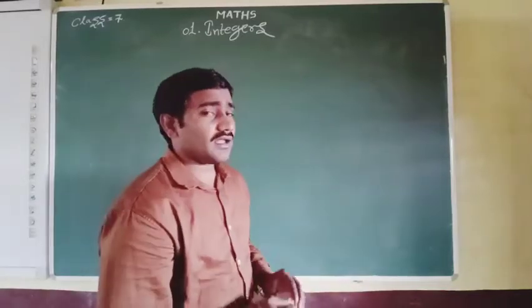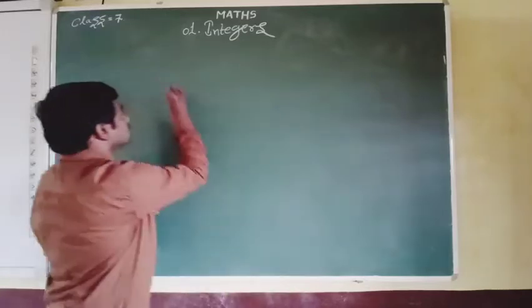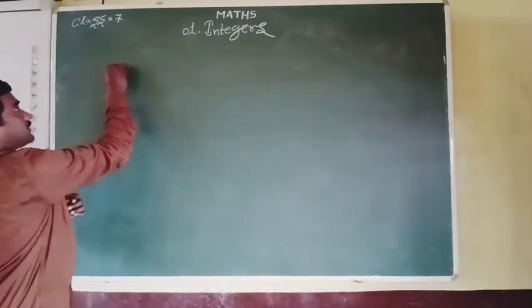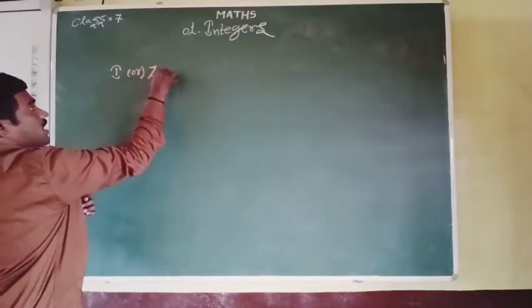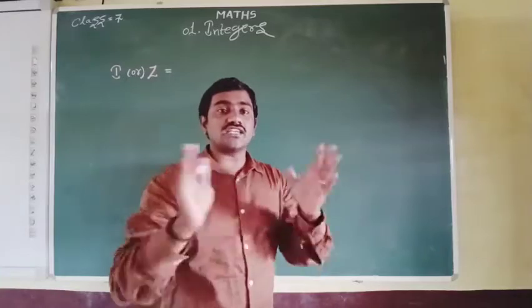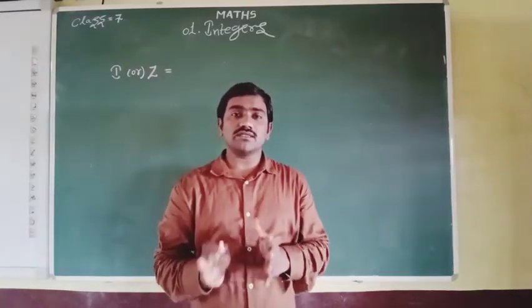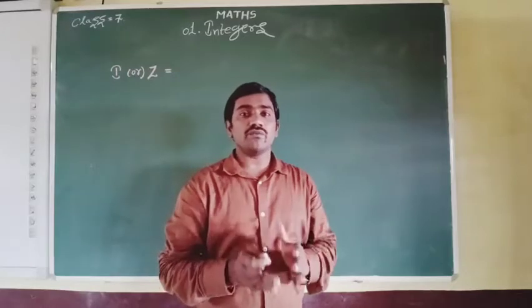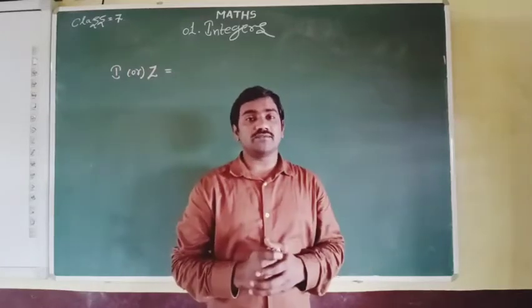First, what are the integer numbers? Integers are denoted by I or Z. Then, what are the integers? The set of positive numbers, 0 and negative numbers are known as a set of integers.